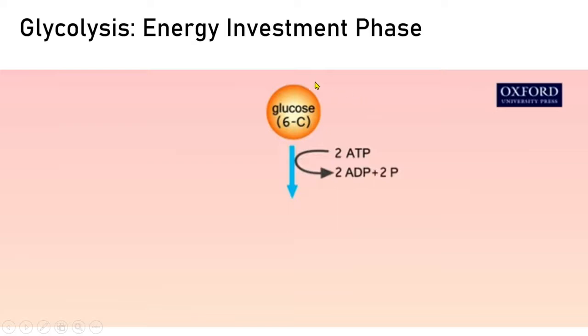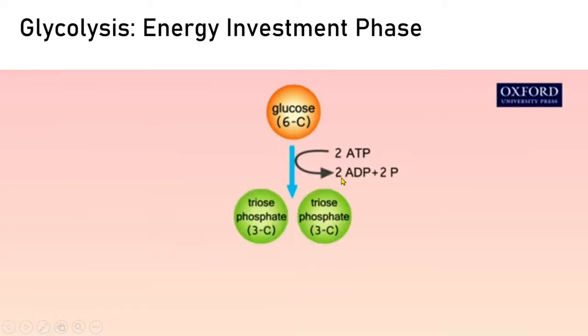So starting with glucose, which is 6-carbon, the objective of glycolysis is to eventually reduce this into a 3-carbon molecule, which means glucose will be essentially cut in half. But in order to produce that, 2 ATPs must be invested to cut the glucose into 2 copies of 3-carbon molecules. So that's the objective of glycolysis, from 6-carbon to 3-carbon.